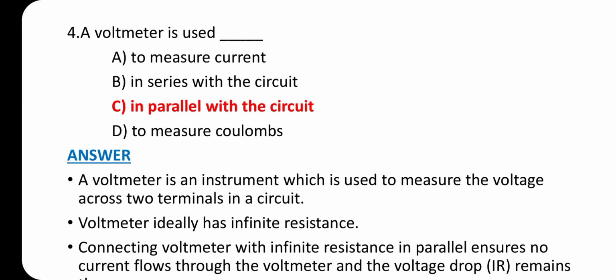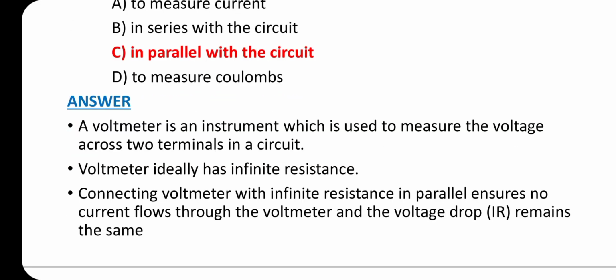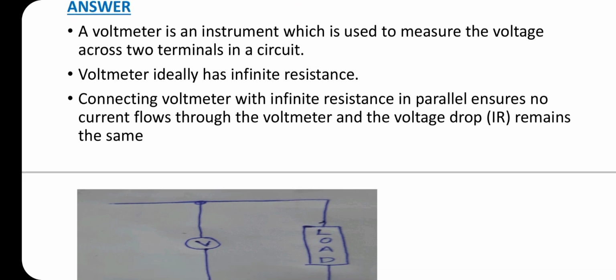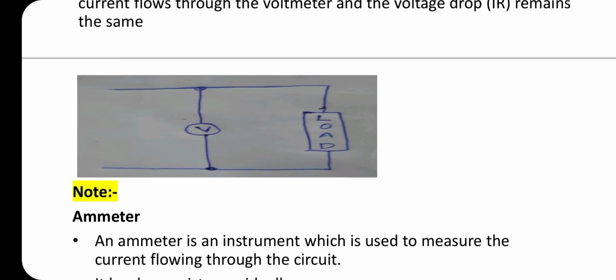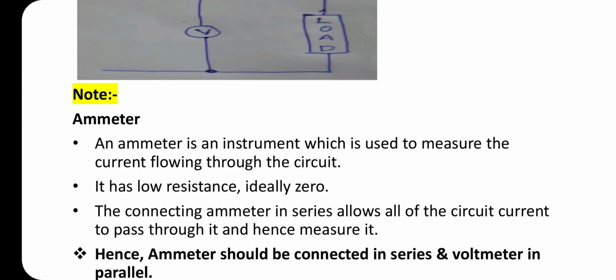Question number 4. A voltmeter is used in parallel with the circuit is the answer. A voltmeter is an instrument which is used to measure the voltage across two terminals in a circuit. Voltmeter ideally has infinite resistance. Connecting voltmeter with infinite resistance in parallel ensures no current flows through the voltmeter and the voltage drop IR remains the same. This is how it connects in the circuit.